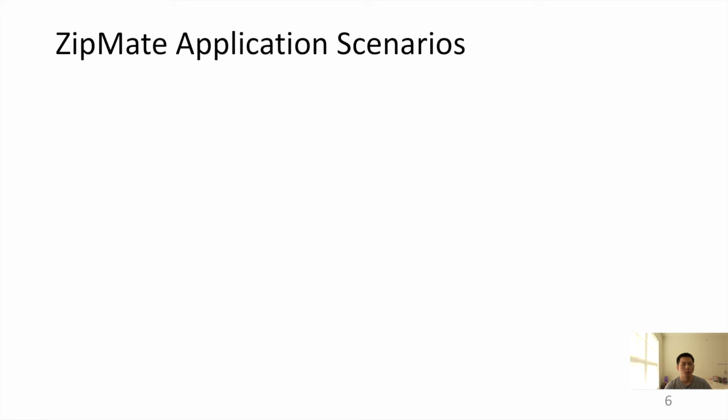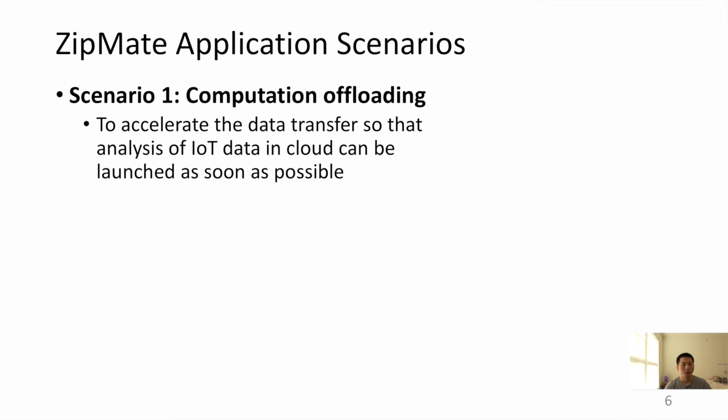When designing ZipMate, we have 2 application scenarios in mind. The first scenario is computation offloading. That's IoT data need to be moved from edge servers to cloud servers for deep analysis. In this case, we aim to accelerate the data transfer so that the analysis of IoT data in the cloud can be launched as soon as possible.